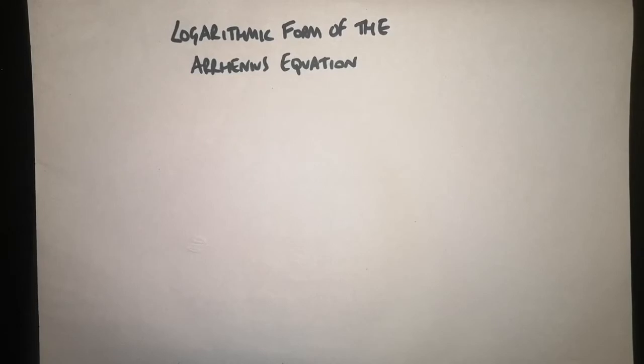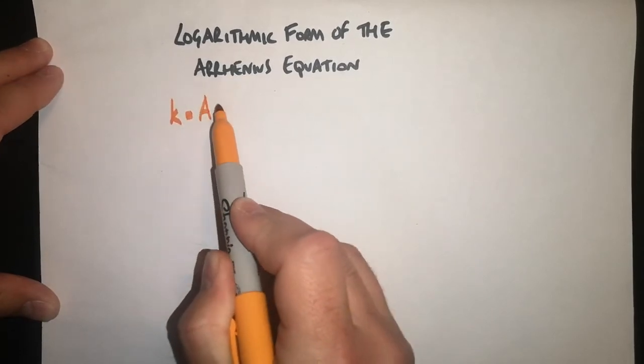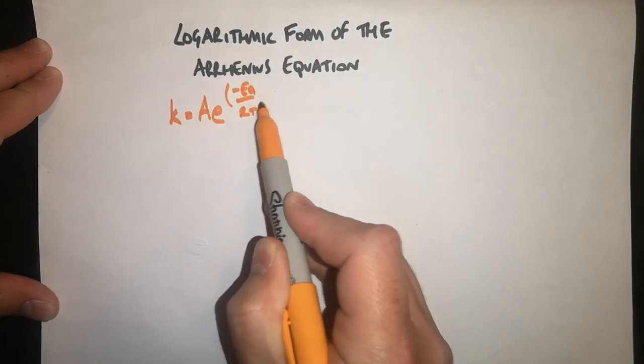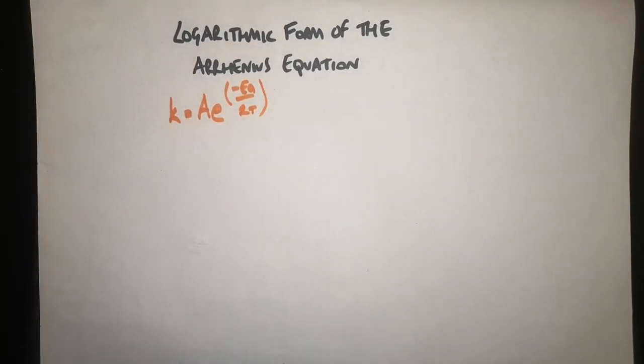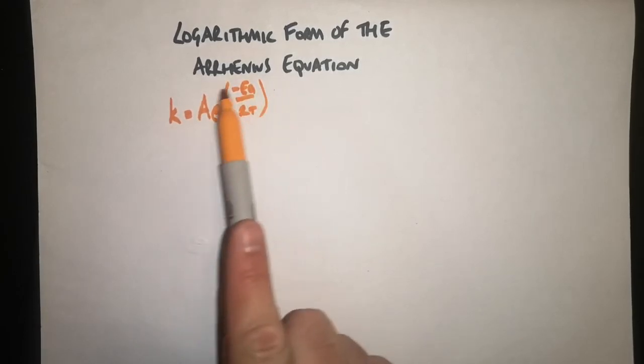In this video we'll look at the logarithmic form of the Arrhenius equation. In the previous videos we've looked at the Arrhenius equation, which is k equals A e to the power of minus Ea over RT. And in the last video we looked at how to calculate the rate constant if we were given all the other numbers.